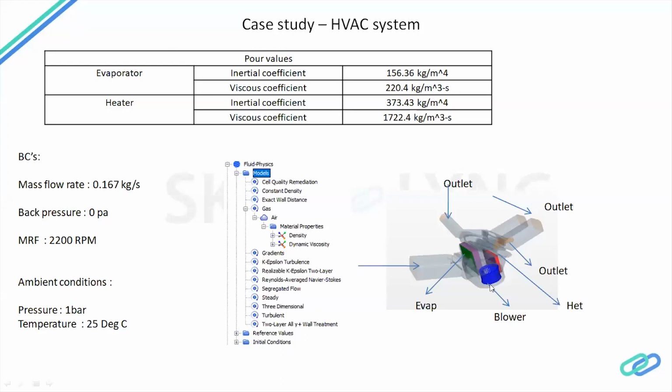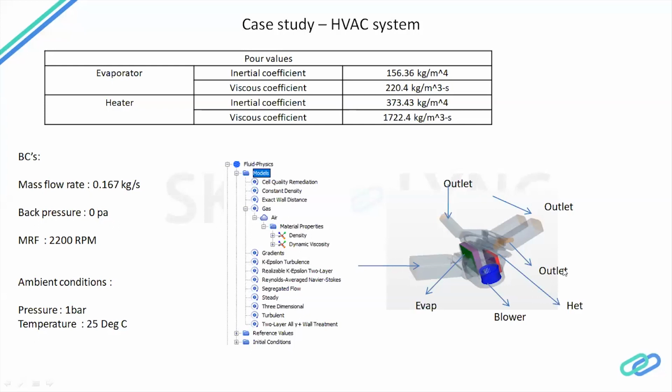The blower is a rotating part where we can apply the multiple reference frame approach, that is called the MRF approach. In the MRF approach, we can give the RPM as an input. And we need some mass flow rate. When the blower is running at this speed, how much mass flow rate will it suck? So let's say 0.167 kg per second of fluid is sucked. So I need to give the mass flow rate as input here.